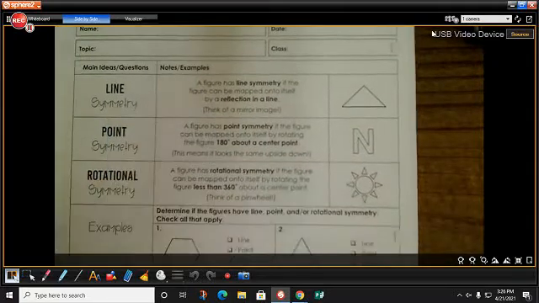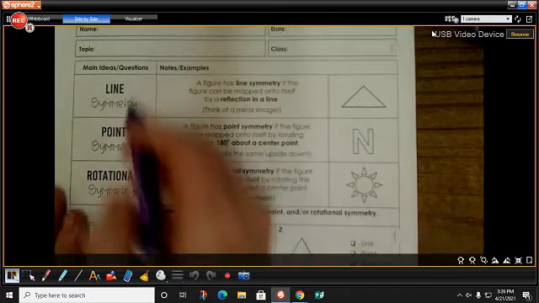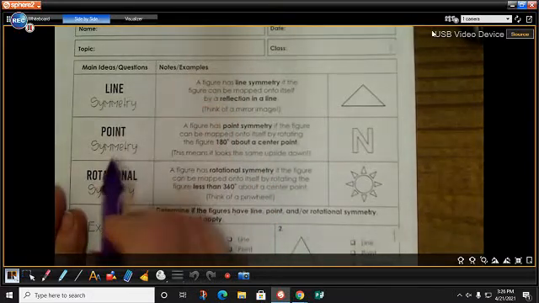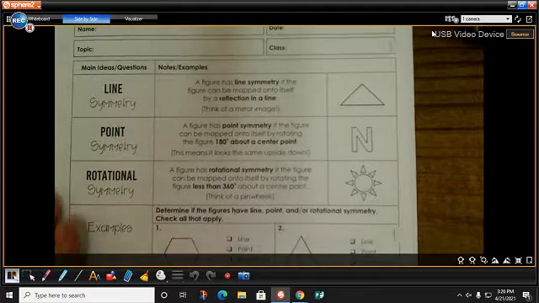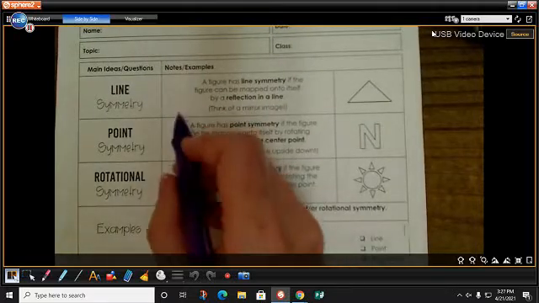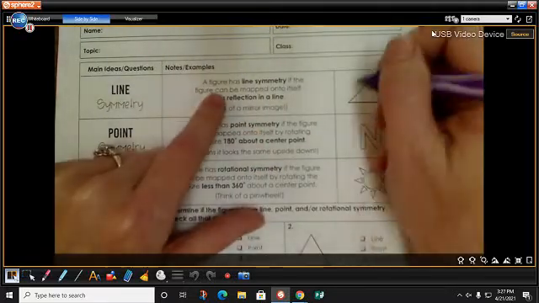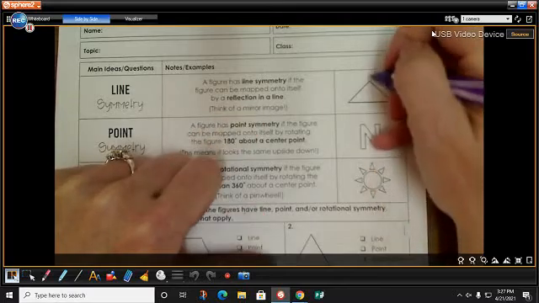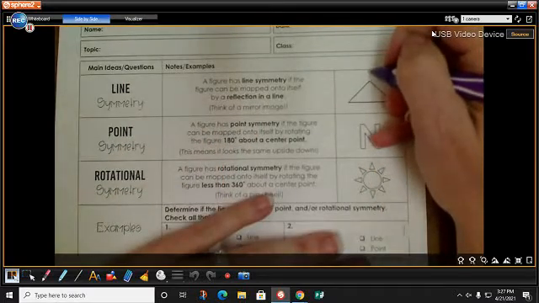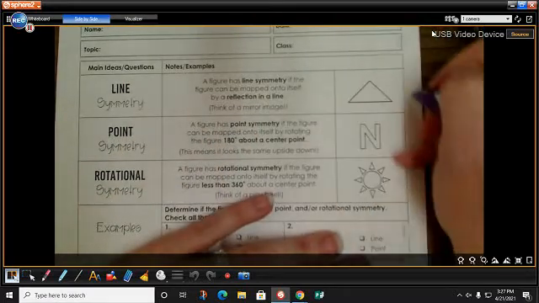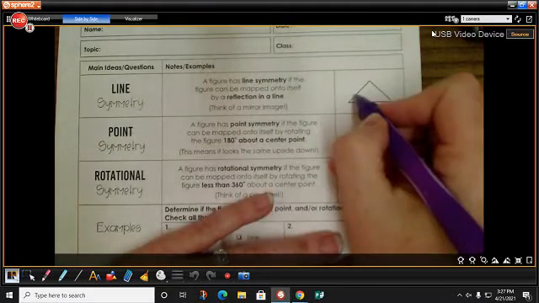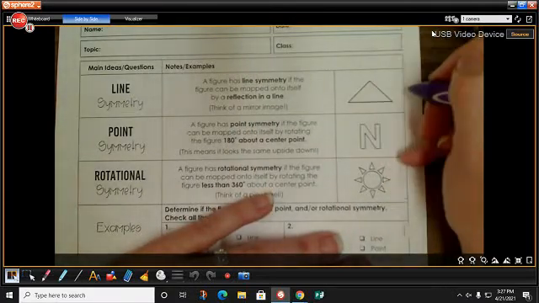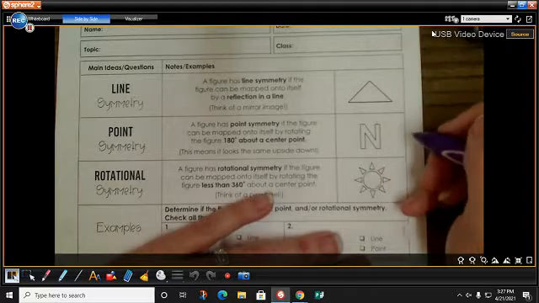So we've got 3 types of symmetry we're going to focus on. We've got line symmetry, point symmetry, and rotational symmetry. Okay? Now, line symmetry is when the figure can be mapped onto itself by a reflection in a line, so that if you drew a line somewhere on here, would the points on this side map directly across the line to the points on the other side.